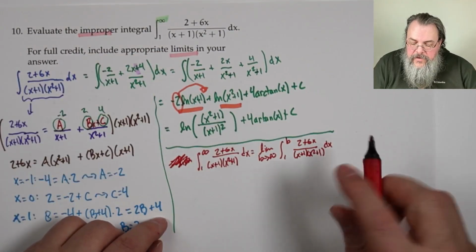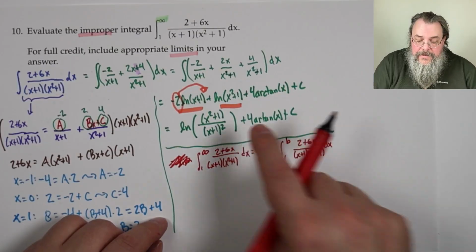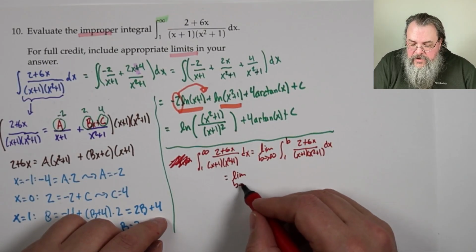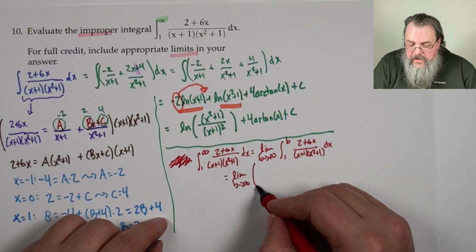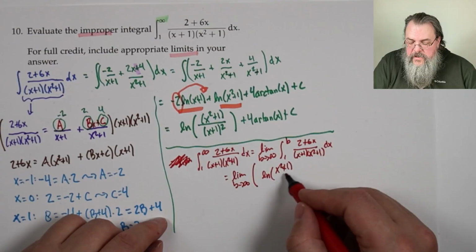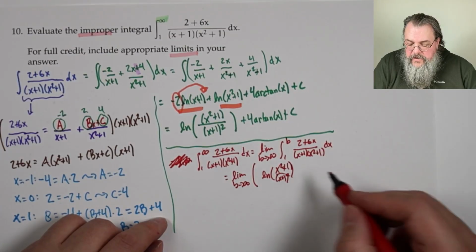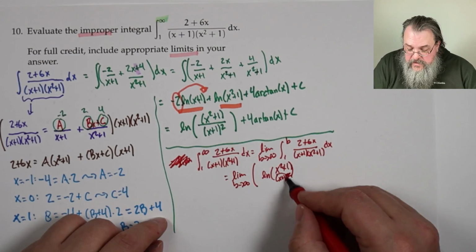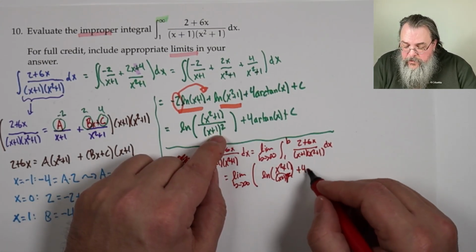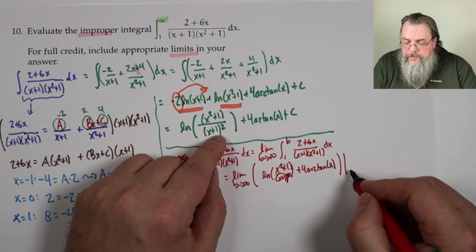Now we say, but wait, we know how to integrate this, so we can integrate and evaluate. So this is our limit as b goes to infinity of log x squared plus 1 over x plus 1 squared. Sorry, my handwriting's really bad there, but we have that for reference. Plus 4 arctangent of x. Evaluate that from 1 to b.